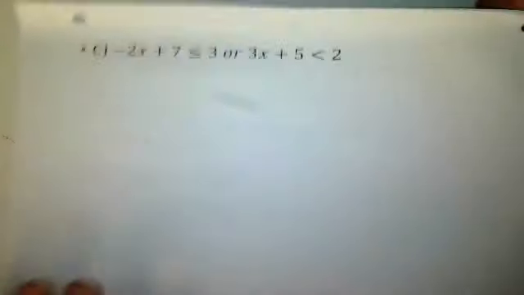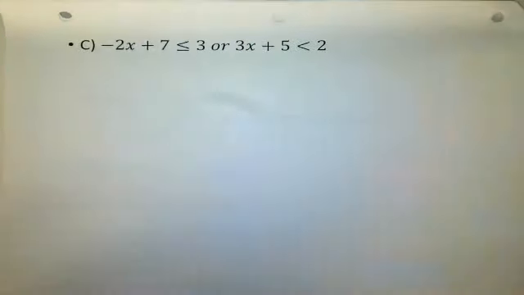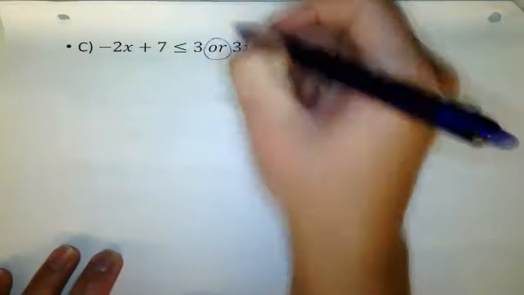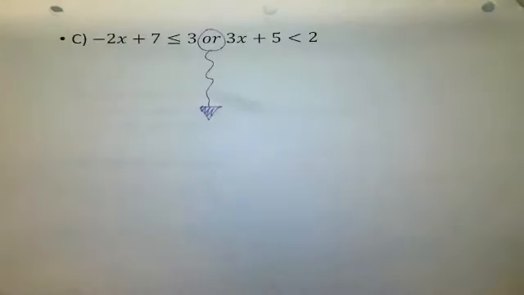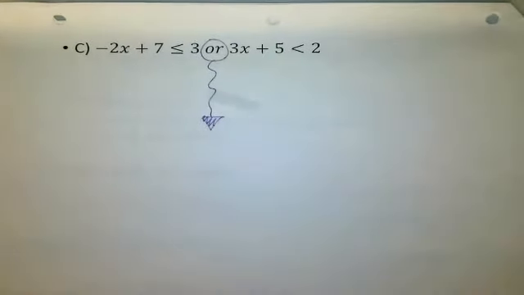Last one. What's different about this one? There's an or in the middle. Yeah, it's kind of the same thing. We're really just solving equations, but there is an or in the middle, and that's an important or. But really, we just have 2 equations that we're going to solve, or rather 2 inequalities that we're going to solve.